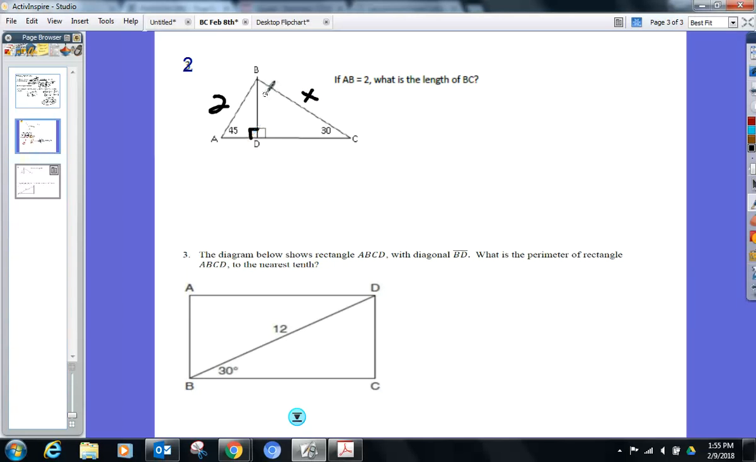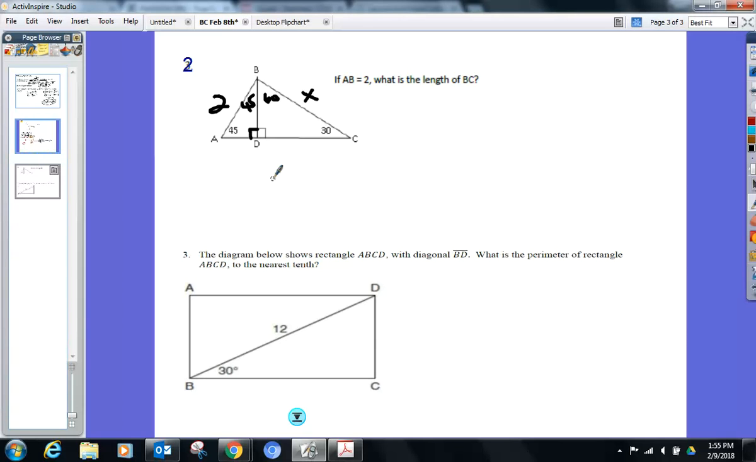Well, it looks like I got a 30-60 going on, right? And a 45-45 going on. Here's my first question. Triangle ABC, is that one of the special ones? No, and I asked that because we're not going to go right from 2 to BC now. Because triangle ABC is not a special one, I don't know any rules, so I cannot just go from 2 to X right away. I got to find some sides in between.